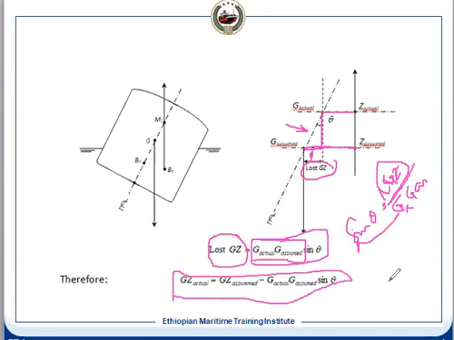Clear? Understood? This is how you make the correction to get the actual ZZ. At any theta, for any particular displacement, we can calculate it. Any particular theta means all the angles of heel, and we can calculate the actual ZZ.